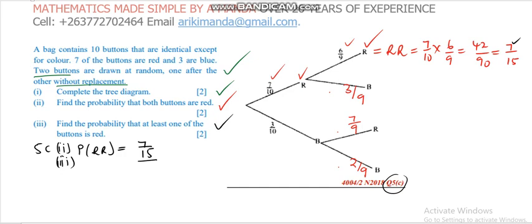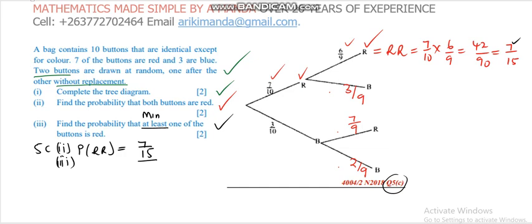It says, find the probability that at least one of the buttons is red. There's a key word here, at least. The word at least in probability means minimum. I can rephrase the question and it will say, find the probability of getting a minimum of one red button. When we are told of a minimum of one red button, it means when we see one red button, we will take that choice. When we see two red buttons, we pick that choice. Why? We've been given the minimum, but not the maximum.